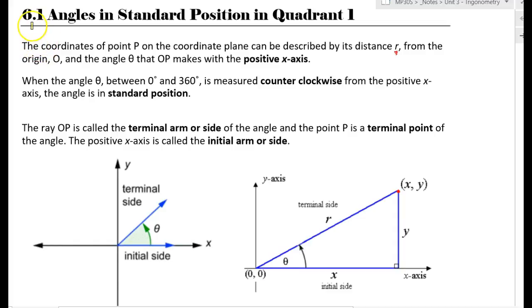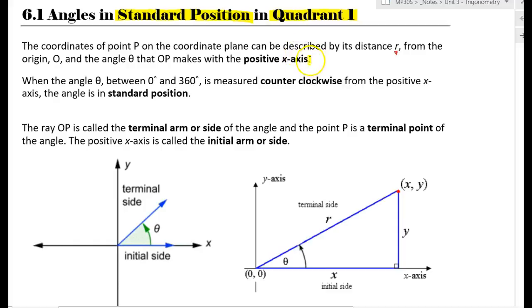So to start off with, we're doing 6.1, angles in standard position in quadrant 1. I've already alluded to in our previous unit the whole idea of quadrants having numbers. We're going to really dig into that in this unit. But to start, we need to define what standard position is. And so this whole piece here is talking about standard position.